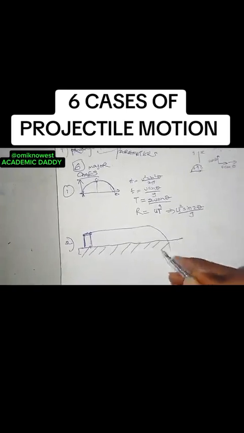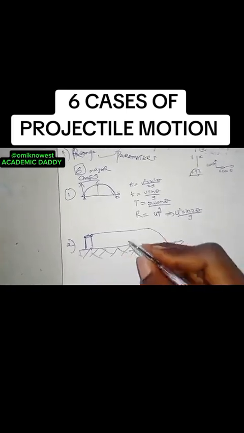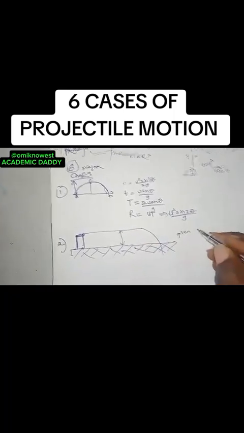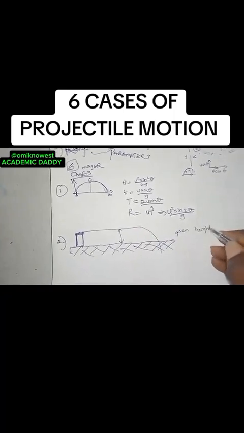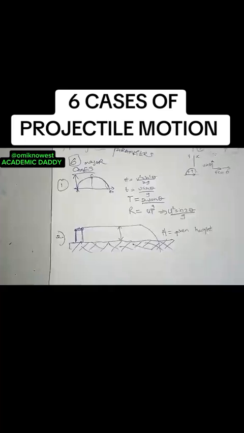So this is a second case, case 2 projectile. You see that here the maximum height is simply the given height. That's the maximum height. So h equals the given height.